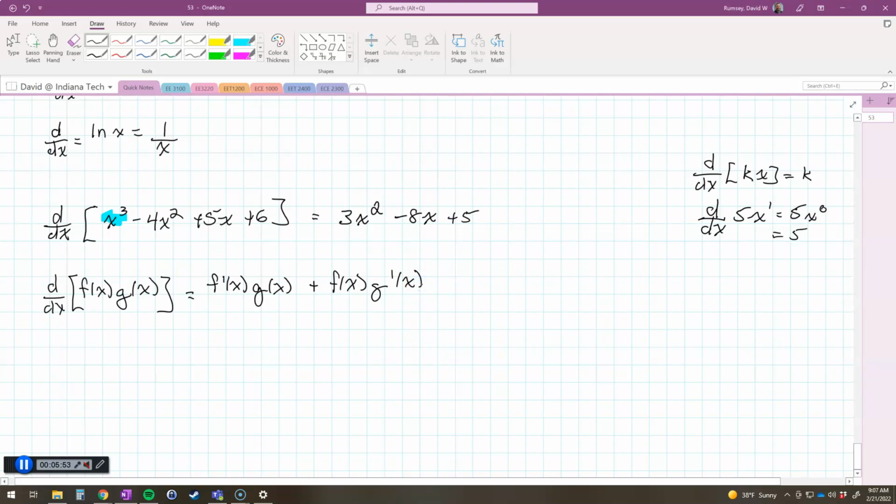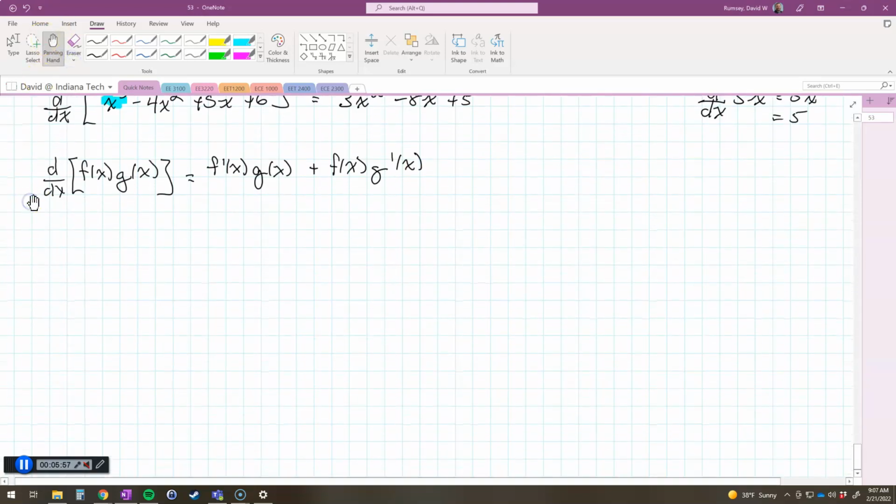Okay, so let's just look at a couple examples of that. An easy example here, let's just start with two polynomials. So let's look at the derivative with respect to x of 3x squared plus 5x plus 1 times 2x cubed minus 3x.